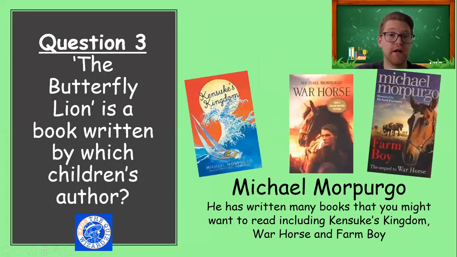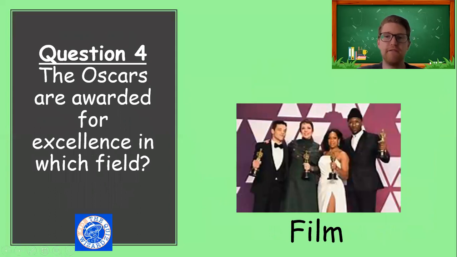Question 3, The Butterfly Lion is a book written by Michael Morpurgo. He has written many books that you might want to read. Kensuke's Kingdom, War Horse, and Farm Boy are just 3 examples, but you've obviously got The Butterfly Lion as well. Upper Key Stage 2, they're fantastic texts. If you can get your hands on one of them during the lockdown, give them a read. They're really good. Question 4, the Oscars are awarded for excellence in film. So lots of awards given for different things if you've done really, really well in film.